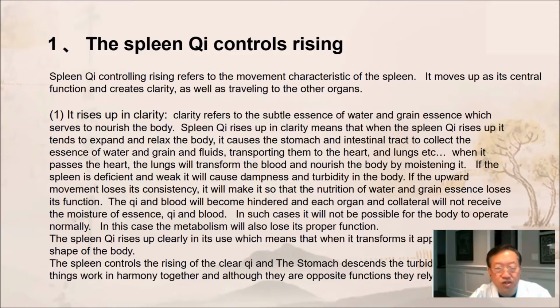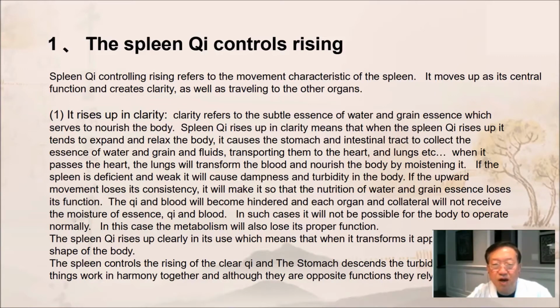It rises up in clarity refers to the subtle essence of water and grain essence, which serves to nourish the body. Spleen qi rises up in clarity means that when the spleen qi rises up, it tends to expand and relax the body. It causes the stomach and interstitial tract to collect the essence of water and grain fluids, transporting them to the heart, the lungs, and so on. When it passes the heart, the lungs will transform with the blood and nourish the body by moistening it.